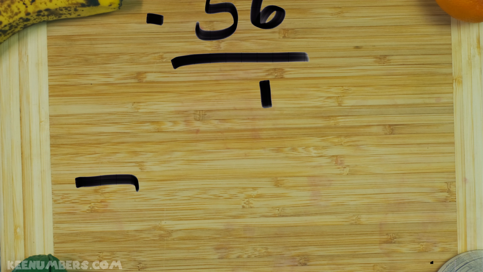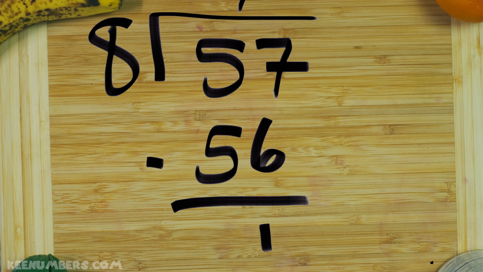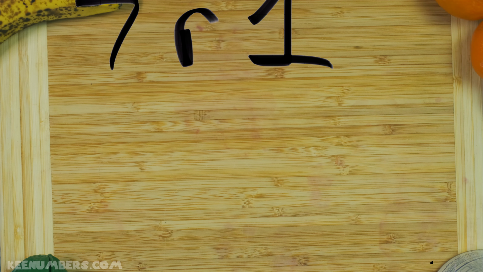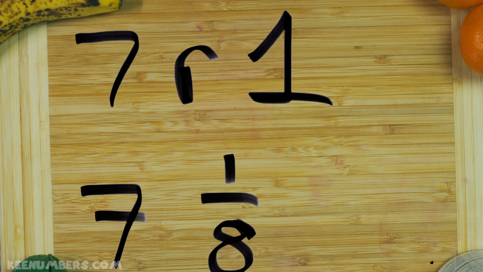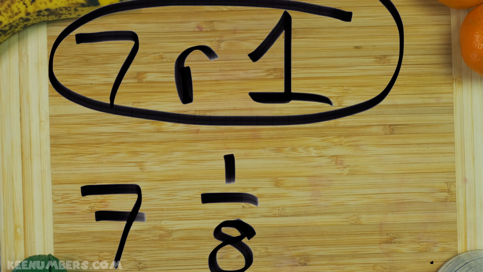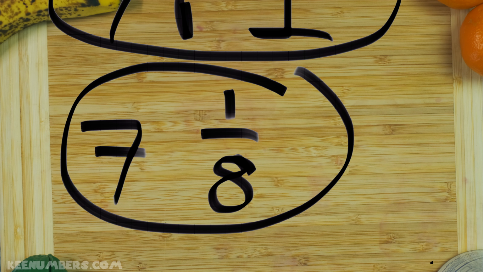So, Hezzy's right. You can say 7 with the remainder of 1, or if you're really advanced, you take the 1 and you divide it by 8, and you say you have 7 and 1/8. This is the more common answer that you'll see, but this is also acceptable to say 7 and 1/8.